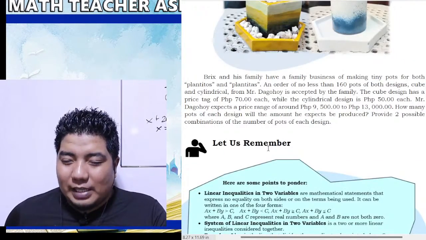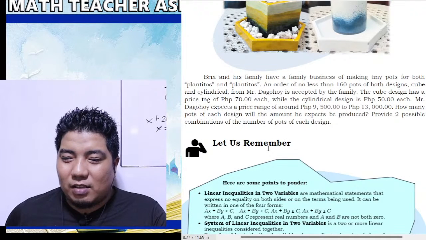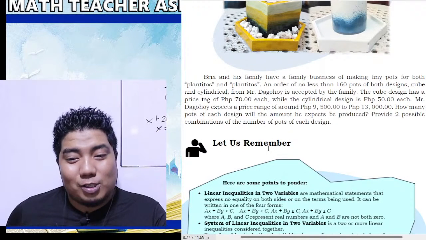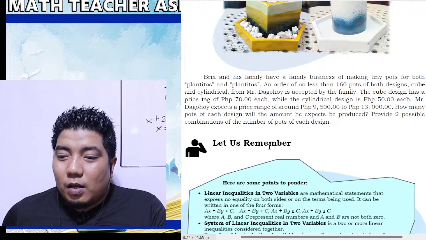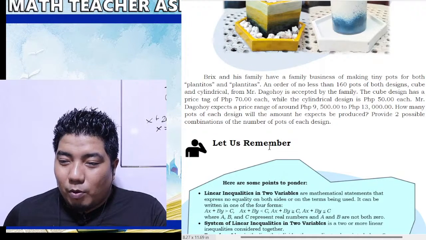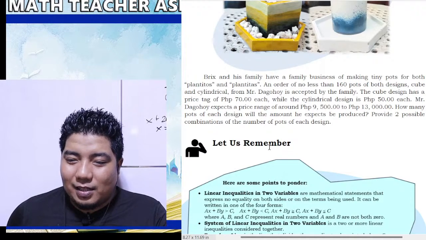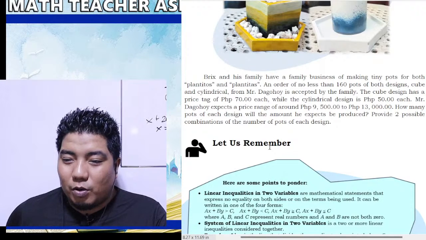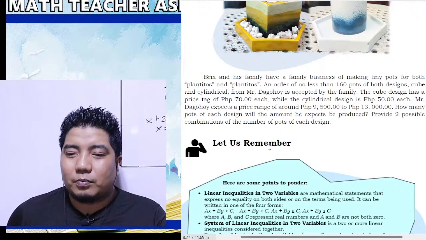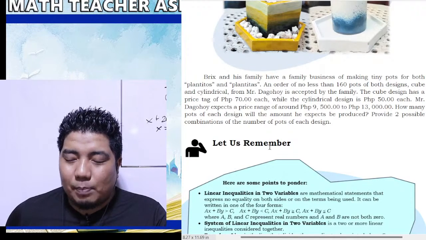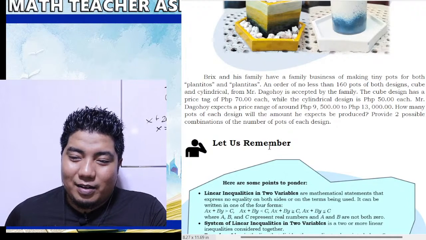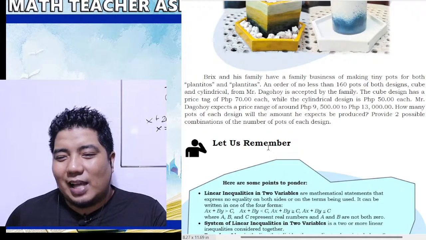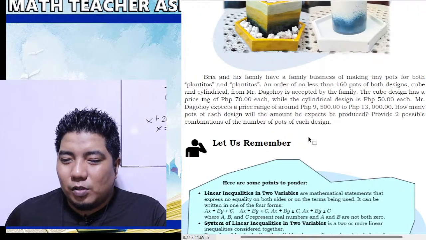So, we have here, Bricks and his family have a family business of making tiny pots for both plantitos and plantitas. An order of no less than 160 pots of both designs, cube and cylindrical, from Mr. Dagohi is accepted by the family. So, no less than 160 pots. So, therefore, is greater than 160 yan tayo. Okay, no less than.